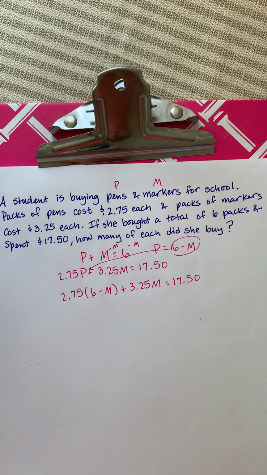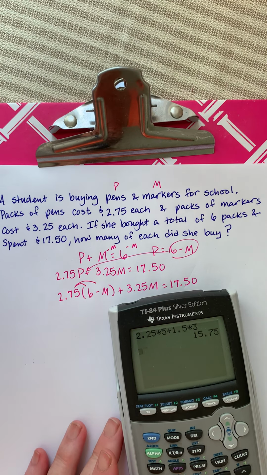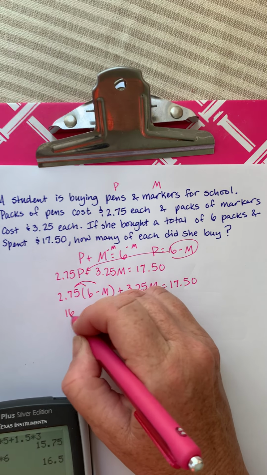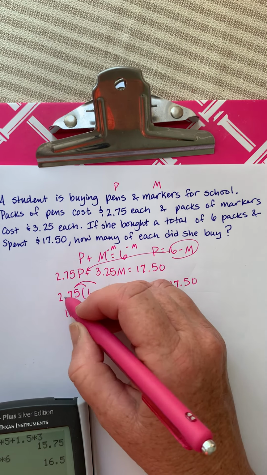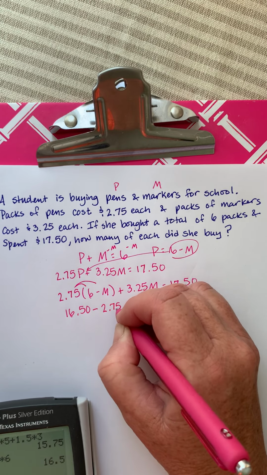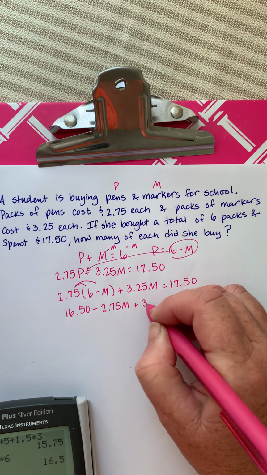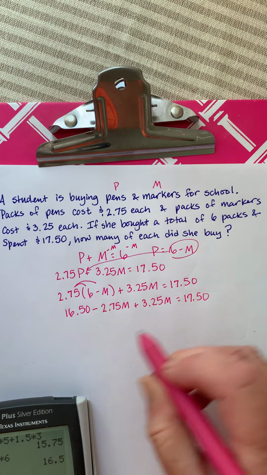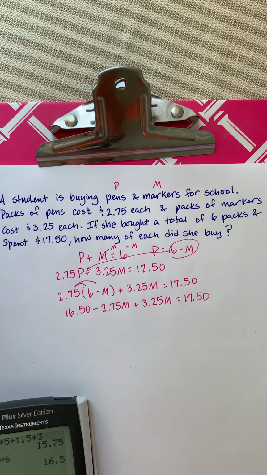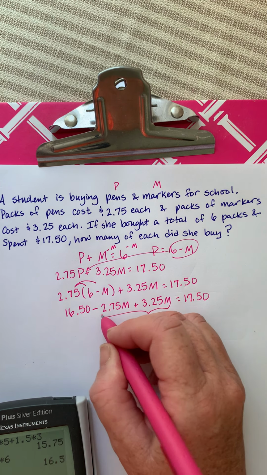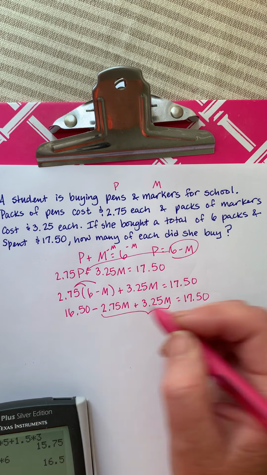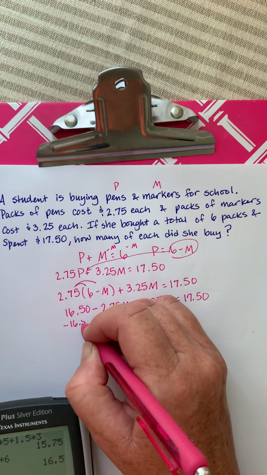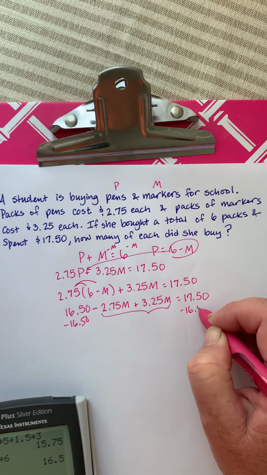I'm going to solve this for m. So I'm going to distribute. 2.75 times 6 is 16.50 minus 2.75m plus 3.25m equals 17.50. So I just distributed, and now I'm going to gather my like terms together. I'm going to put these two together. Okay, so I'm going to subtract the 16.50 from both sides. Kind of doing two things at once here. I hope that's okay with you.